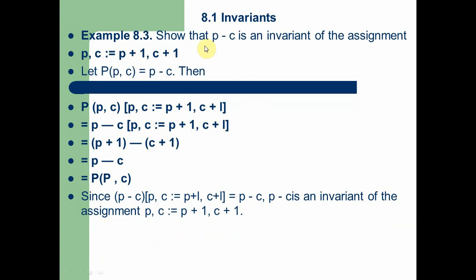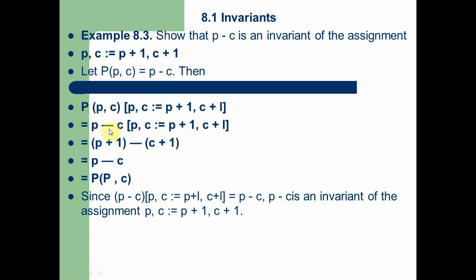Show that p minus c is an invariant of the assignment. There is no concrete value, but we are theoretically deriving this expression using the mathematical rules. So p comma c becomes p plus 1 and c plus 1. This is the execution statement. Let us consider P of p comma c is equal to p minus c. Then what will happen? The values of p and c are incremented by 1 before execution. After execution, it is considered as p minus c.